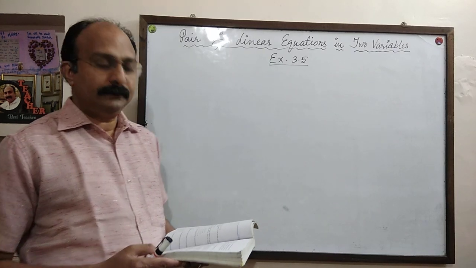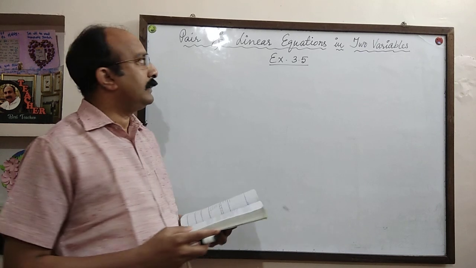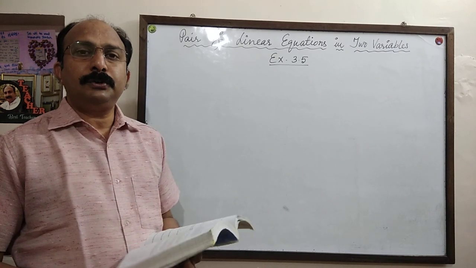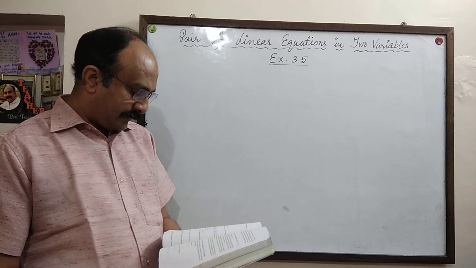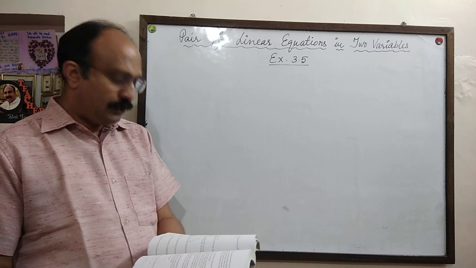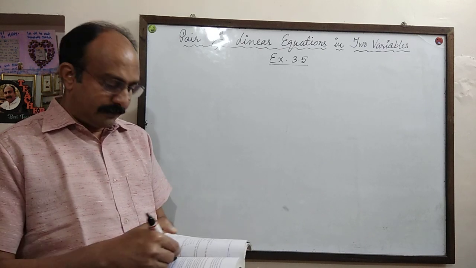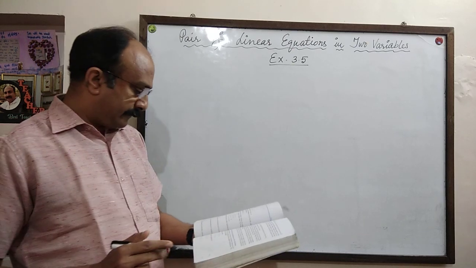Hello students, this is the continuation of exercise 3.5, pair of linear equations in two variables. In the previous class, we have done up to question number 2 of exercise 3.5. So I am continuing with question number 3.